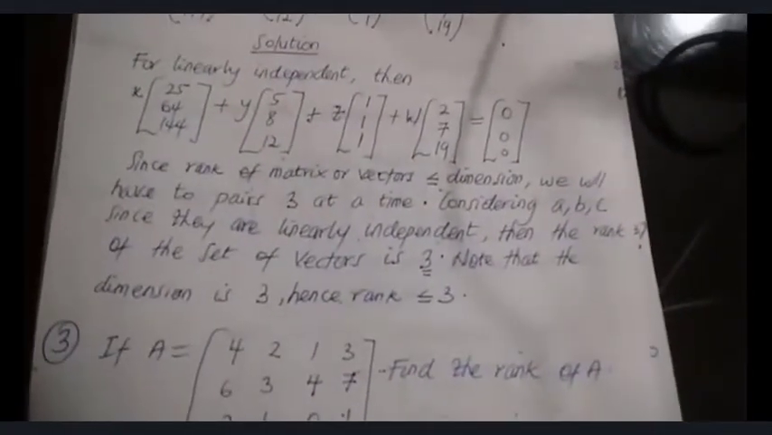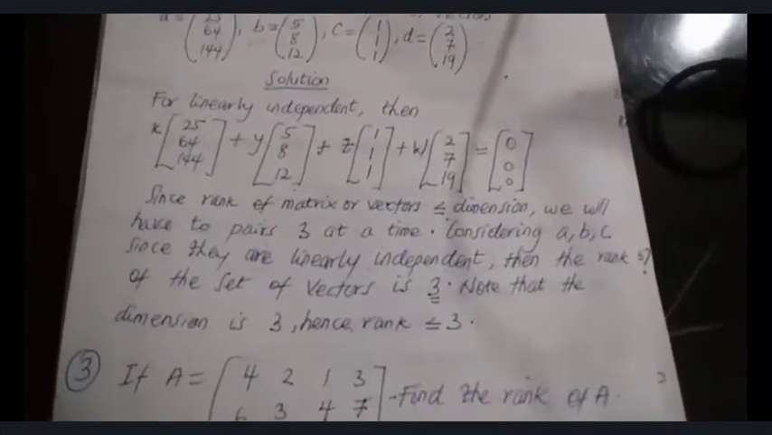So you realize that you cannot form an augmented matrix with all this set of vectors. So the maximum matrix you can form is a 3 by 3 what matrix. So you can pair 3 vectors at a time. If you want to form the augmented matrix, you can only pair 3 of them at a time.